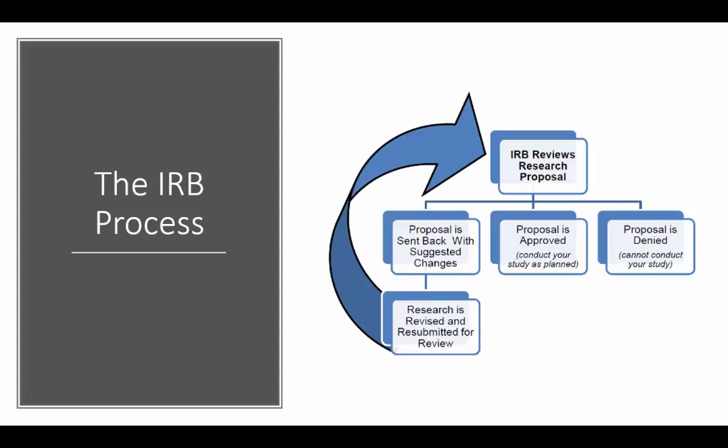The IRB approval process. IRB research proposals are submitted, and one of three things can happen. The proposal is sent back with suggested changes. The proposal is approved and you can conduct your study as planned. Or the proposal is denied and you cannot conduct your study. If the proposal is sent back with suggested changes, the research needs to be revised and resubmitted for review. It goes back to the IRB and is then sent back with one of the three following outcomes: sent back again with changes, approved, or denied.